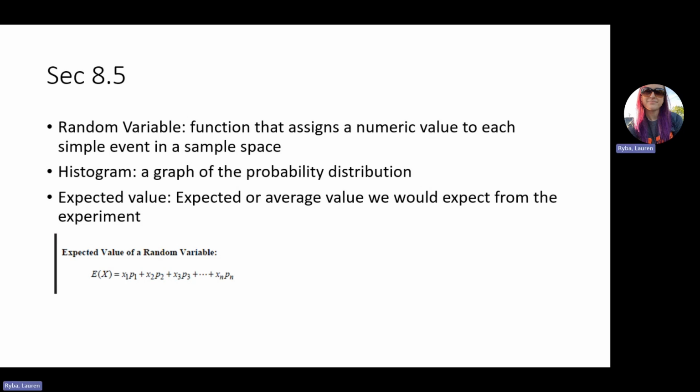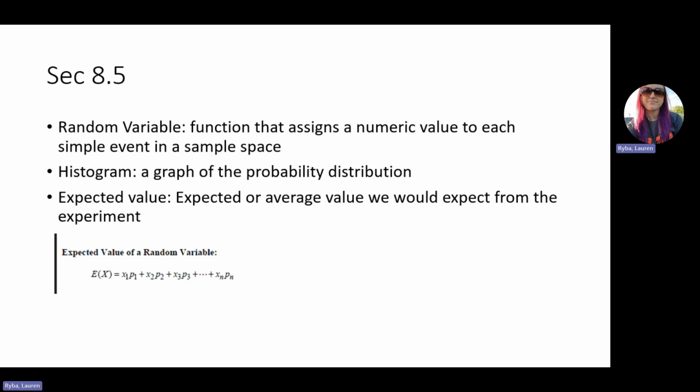Before we can start, we need to review what a random variable is. It is a function that assigns a numeric value to each simple event in a sample space. For example, I roll a die and the random variable could come up to be 1, 2, 3, 4, 5, or 6. Those are each different outcomes that could occur for that sample space, that event that I am performing.